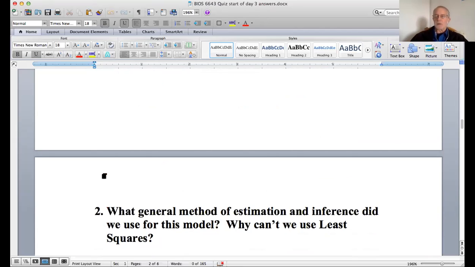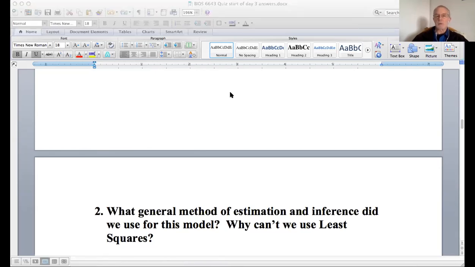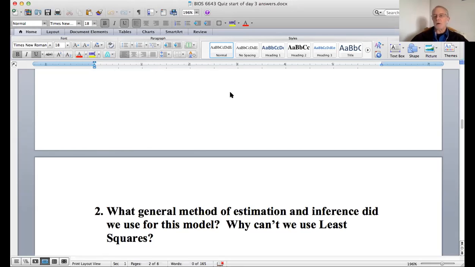Okay, for those of you who took theory last year, you would have spent a fair bit of time second semester on a very general method of estimation. That was maximum likelihood. As soon as you have a probability model, you can write down the likelihood and you can maximize it. It might be numerically hard to find the maximum of the likelihood, but you can still do it. It might have multiple maximums, but it's maximum likelihood. So that's what I was thinking of.